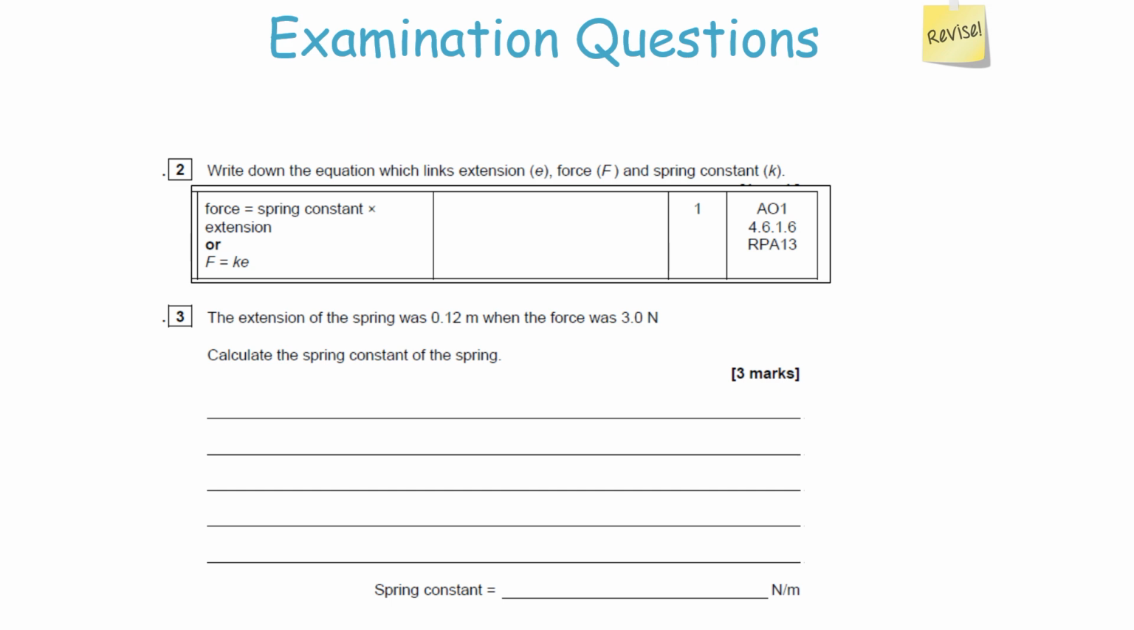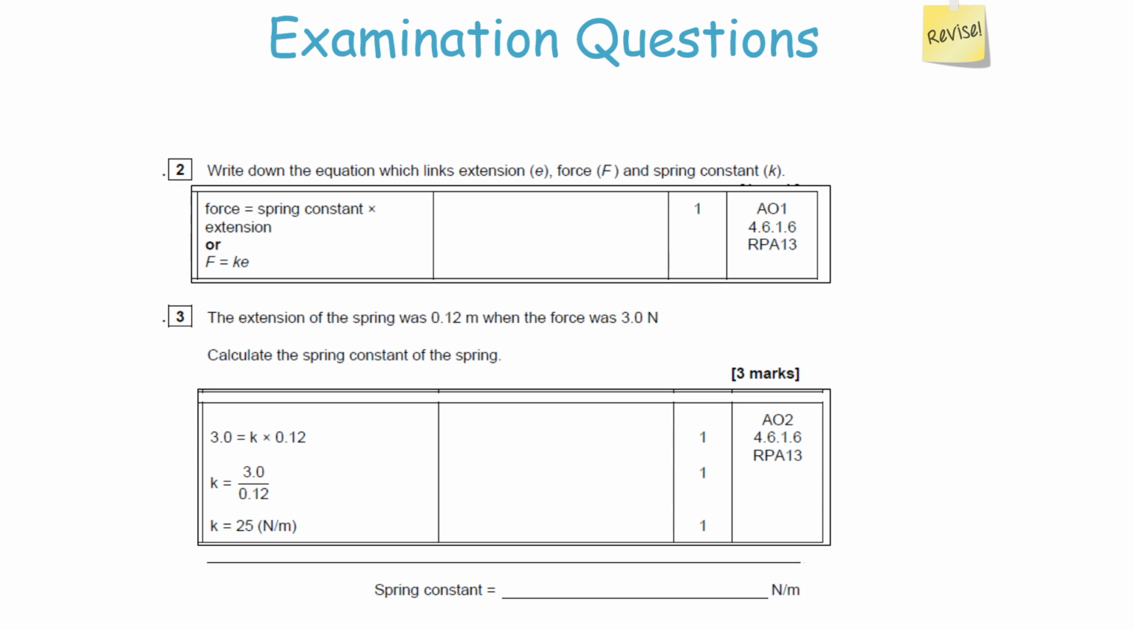So you'd say, what's the extension? Well, it's 0.12 meters. What's the force? 3.0. So 3.0 equals k times 0.12. We then rearrange it to make k the subject. 3.0 divided by 0.12 is then equal to 25 newtons per meter.